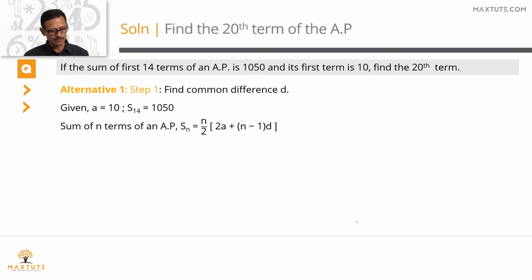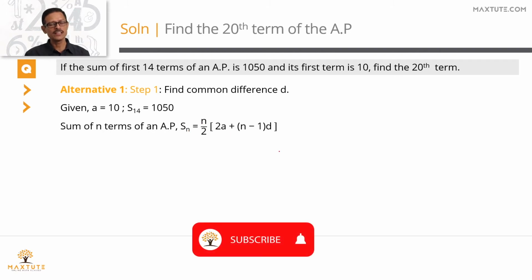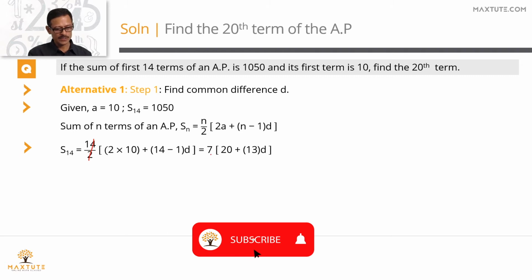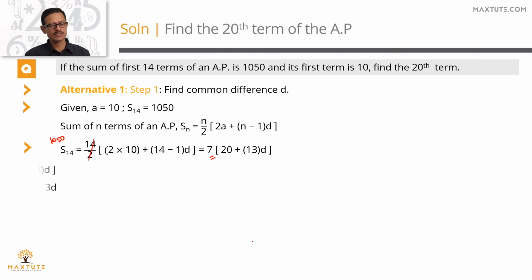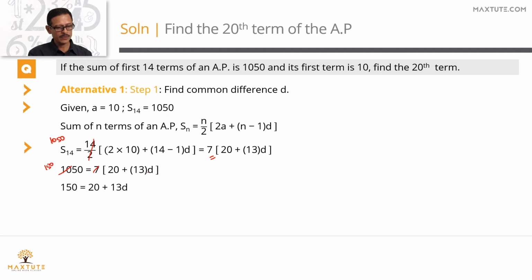Summarize it in a printed form. We're plugging in S14 as 1050, n as 14, a as 10, computing the value of d. This is the equation that we have. 14 upon 2 is 7. S14 is equal to 1050. So this is 20 plus 13d. Dividing both sides by 7, we'll be left with 150. 150 equals 20 plus 13d. d is equal to 10.